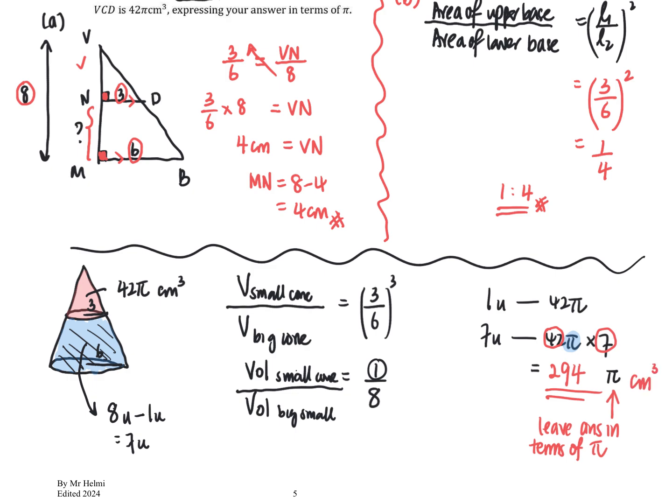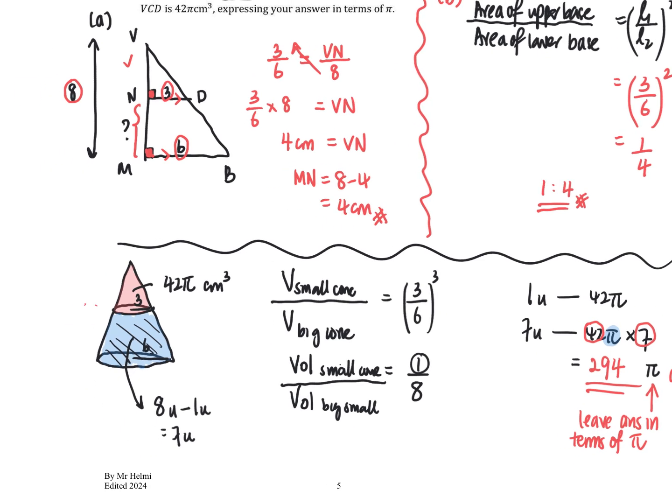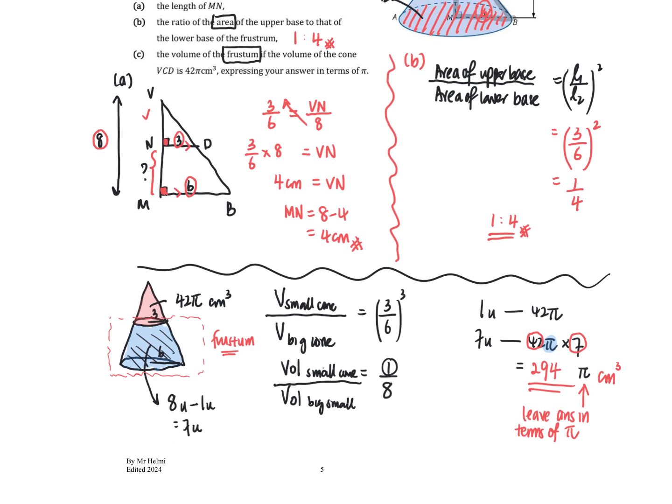Okay, so frustum is the bottom part where you chop off that small tiny cone. Just the blue portion here, this one. Usually we will 3SF, but because the question says leave your answer in terms of pi, you leave your answer as this whole thing.